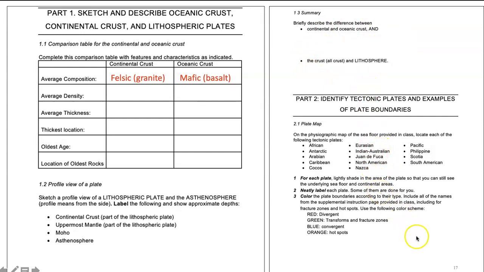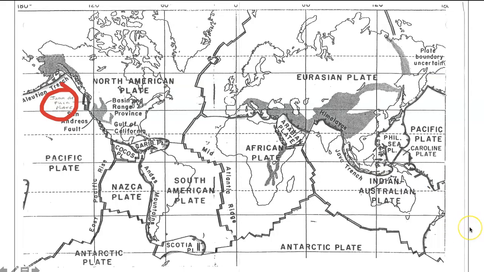Now, number 2 is the part that you need the map for. On the map, it asks you to locate each of these plates and lightly shade them and neatly label them. So here's the map, and actually all the plates are already labeled except one that I have labeled here called the Juan de Fuca plate. It's this little plate right here, right off the coast of Oregon and Washington. So that's already been labeled for you.